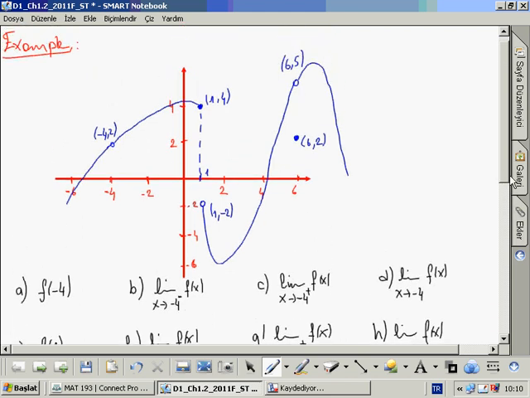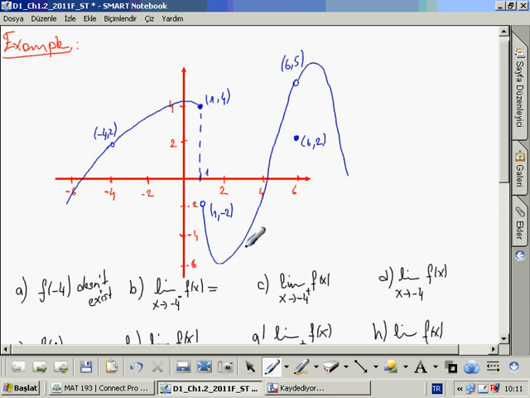And what can we say about f of minus 4? As you see, f of minus 4 does not exist. Why did I say that? Because there is no closed dot for this value of x, and so the function does not exist at this point, as you see. So it does not exist.